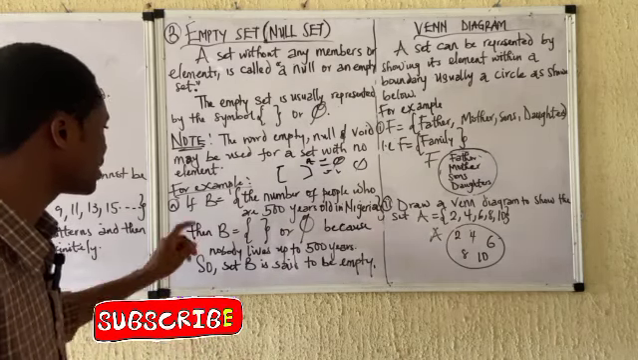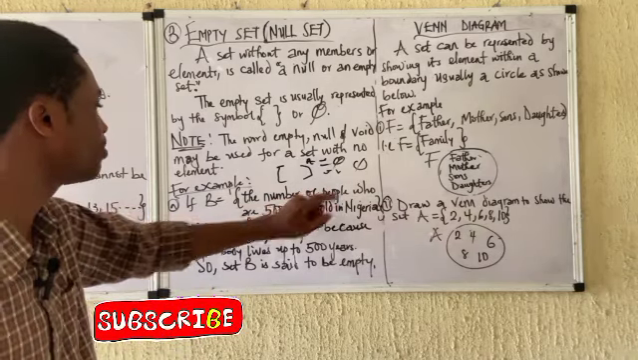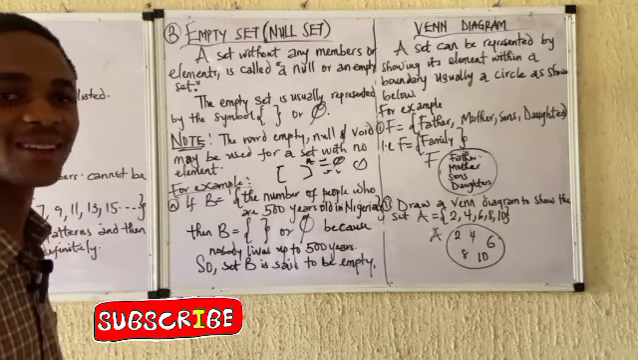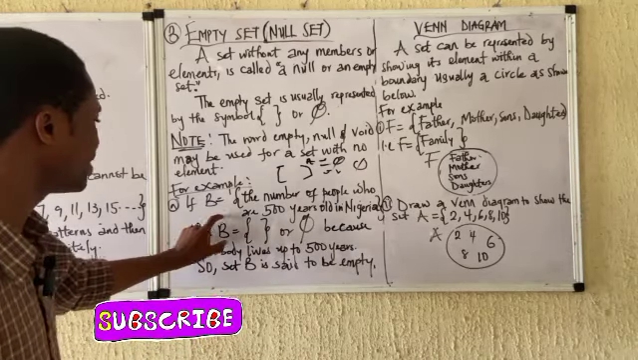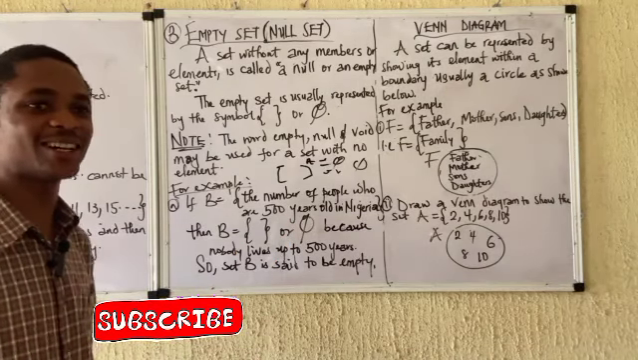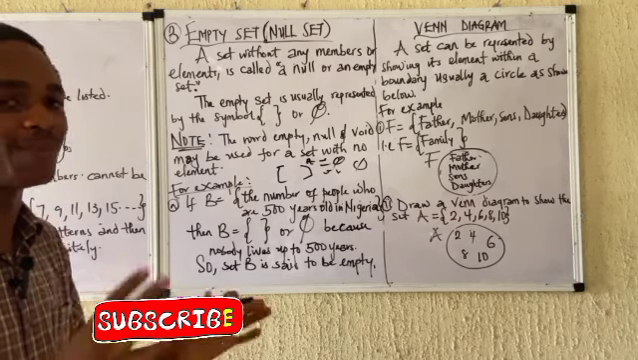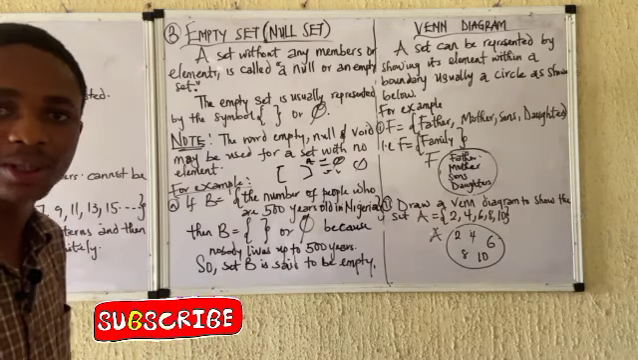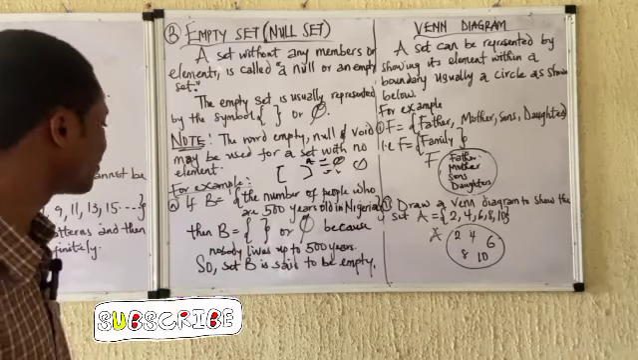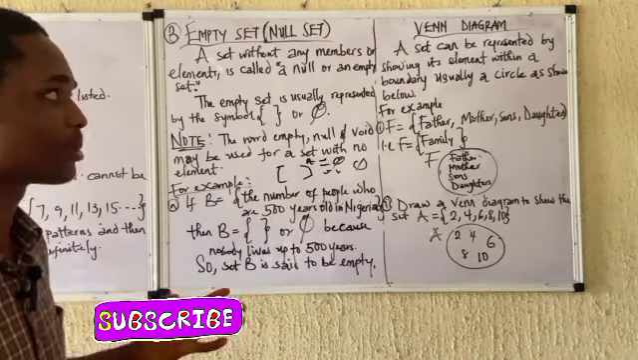Now, for example, let's say B equals the number of people who are 500 years old in Nigeria. Then B equals empty, because I know there's nobody that can live up to 500. So that is empty because it is impossible. It is empty, it is null. Nobody lives up to 500 years, so set B is said to be empty because it is impossible.